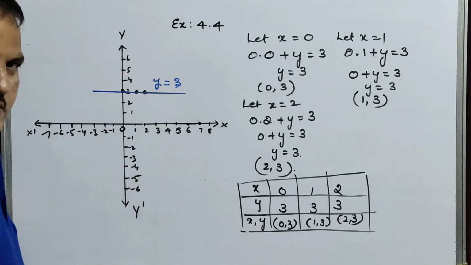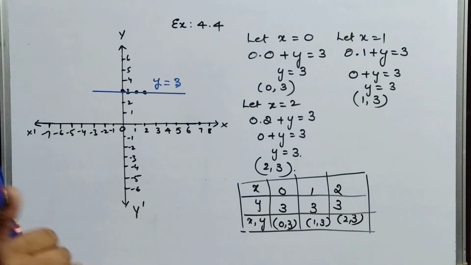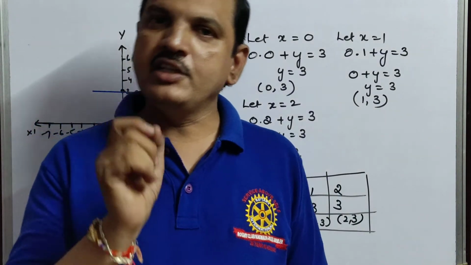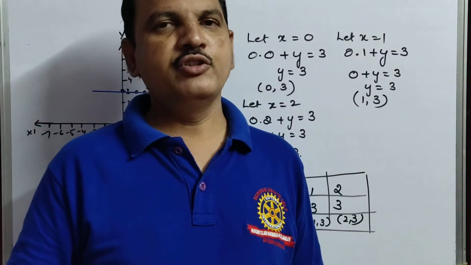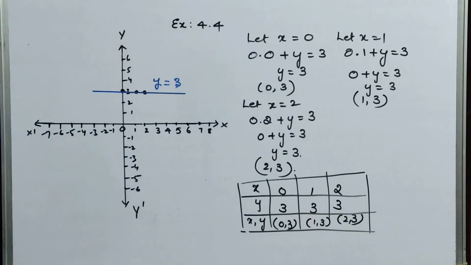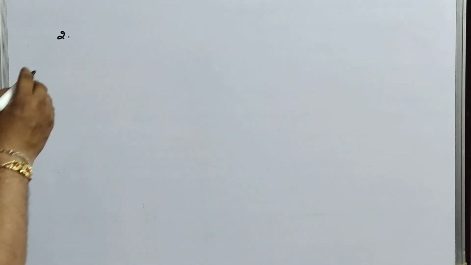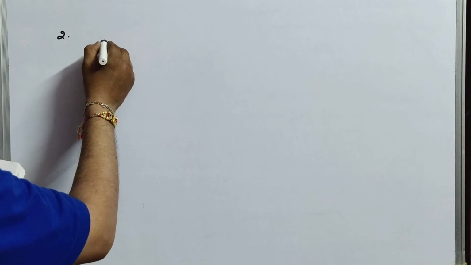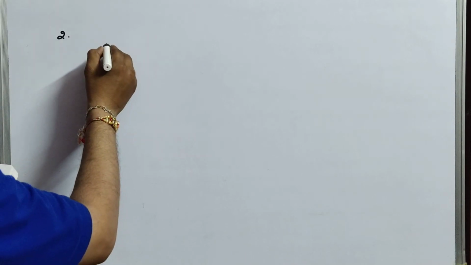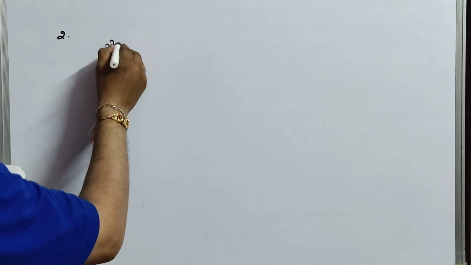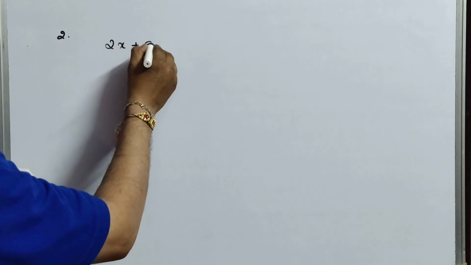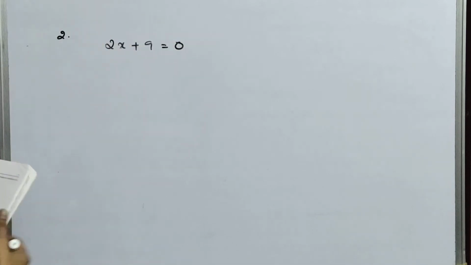In two variables. Okay, the second sum is also the same, but I'll give you some clue. This one you have to draw in the class workbook, children, not in the graph. The second one you can take as homework, but I am giving you a clue how to frame the first equation. Here the equation is nothing but 2x plus 9 equals to 0.